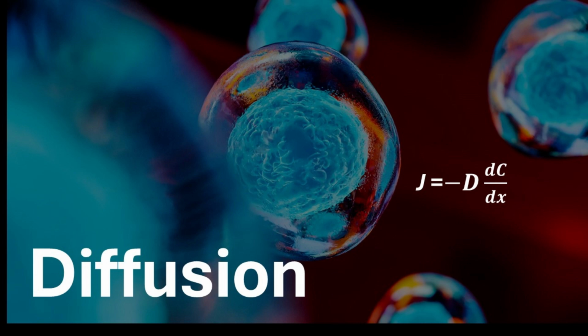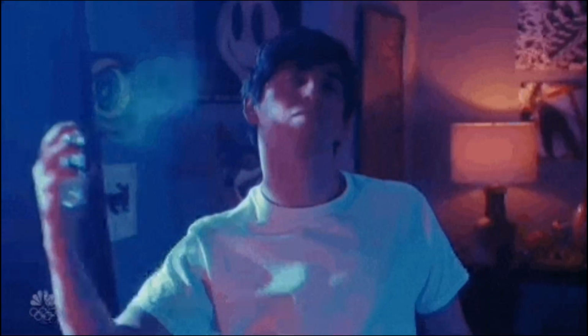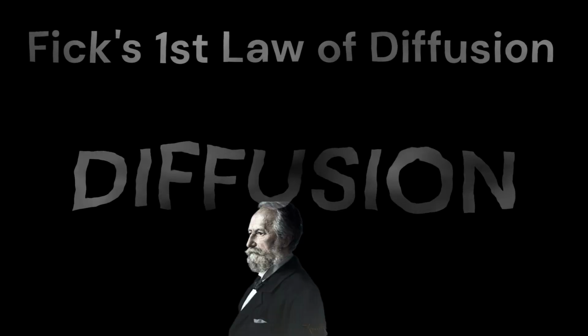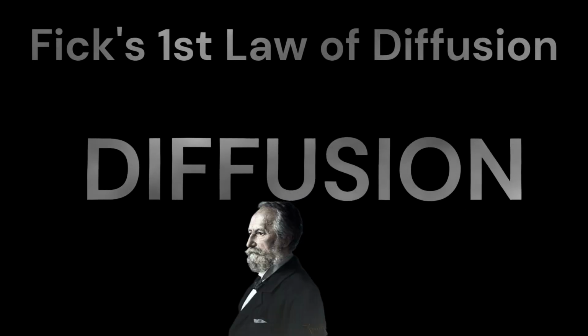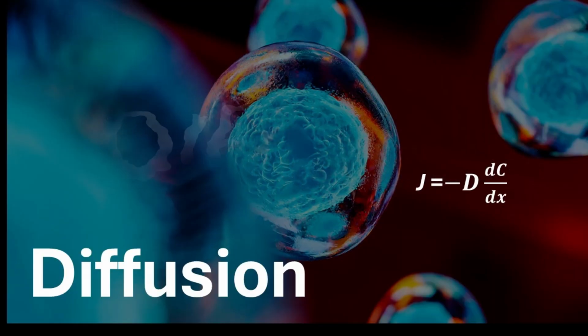Think of perfume spreading in a room. Without any fan, molecules drift from crowded regions to emptier ones. This occurs due to diffusion. Adolf Eugen Fick in 1855 introduced Fick's Law of Diffusion, which tells us how strong that flow is. Here we'll see diffusion from a mathematical point of view, and we'll learn about Fick's first law of diffusion.